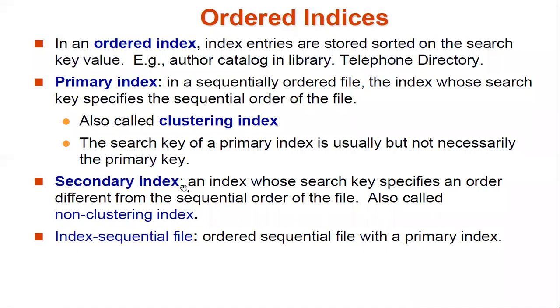Then what is the secondary index? An index whose search key specifies an order different from the sequential order of the file. Suppose you are not using the sequential ordered file, then you can have the secondary index also. In the index sequential file, an ordered sequential file with the primary index, we have the primary index with the sequential file. We will be discussing more on this now.